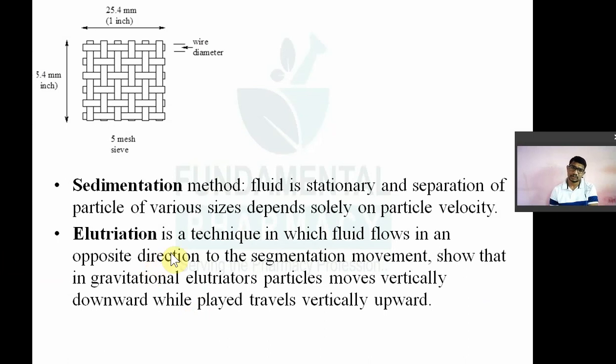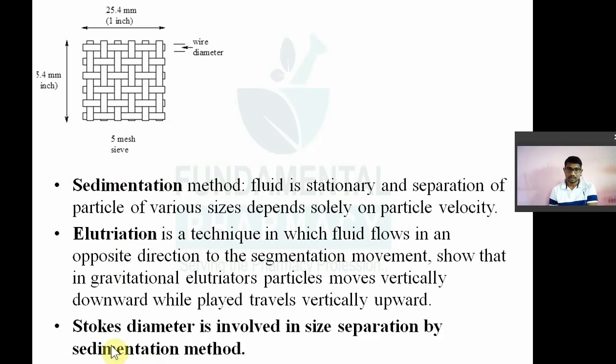Then elutriation is also another method. So it is similar to the sedimentation method only, but in this technique, the fluid flows in a direction opposite to that of the sedimentation movement, so that in gravitational elutriation particles move vertically downward, while the fluid moves vertically upward. तो इसमें अपोजिट डायरेक्शन में होता है. ये सेडिमेंटेशन में क्या है कि यहाँ पे जो लिक्विड या फ्लूइड जो भी है वो यूनिडायरेक्शनल है, यहाँ पे अपोजिट डायरेक्शन में फ्लो हो रहा है रोटेशन में, बस उतना ही डिफरेंस है. Stokes diameter is involved in the size separation by sedimentation method.